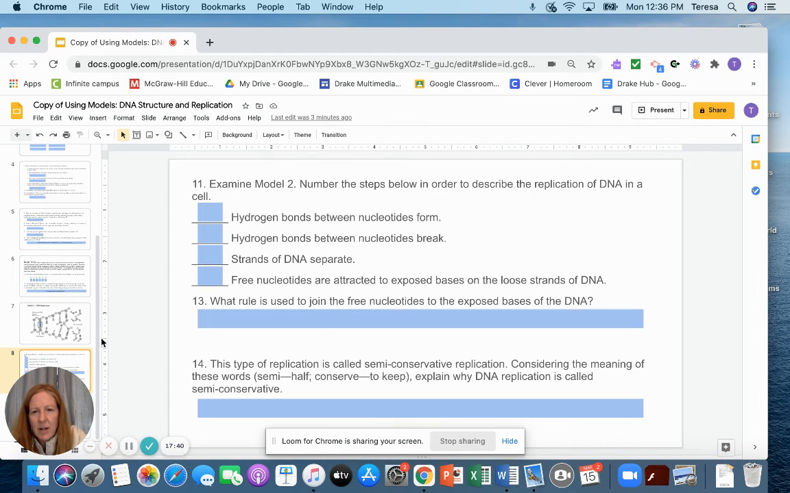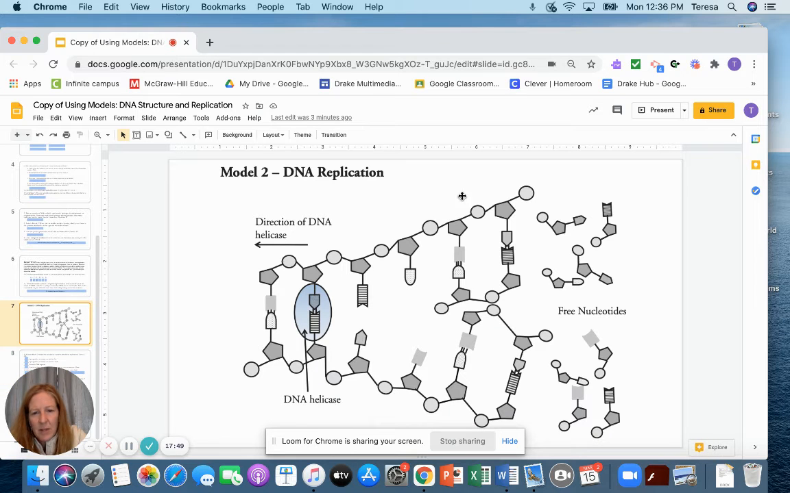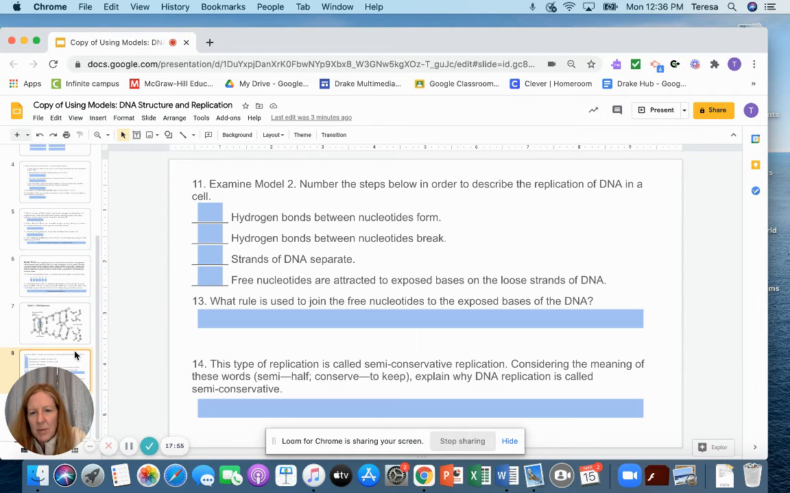Okay, so question number 8. Number the steps in order to describe the replication of DNA in a cell. Well, the first thing that's going to happen, if I look at my picture here, is this DNA helicase is going to come along and snip those hydrogen bonds. So that's step number 1. The hydrogen bonds between the nucleotides will break.